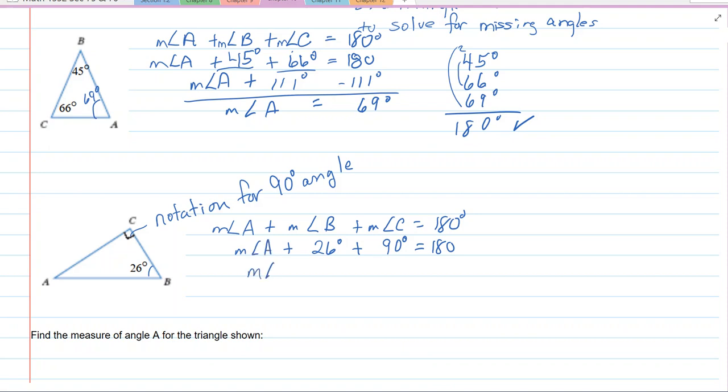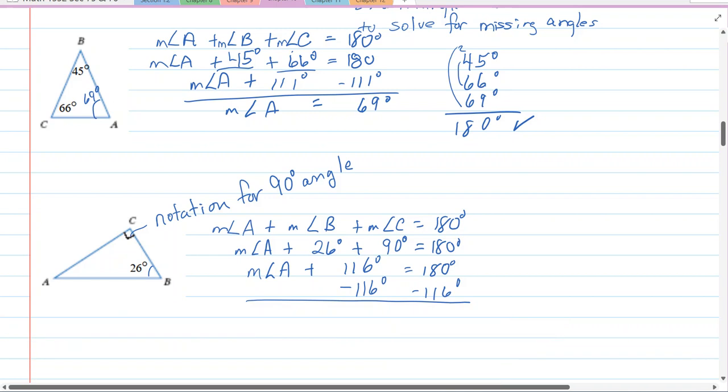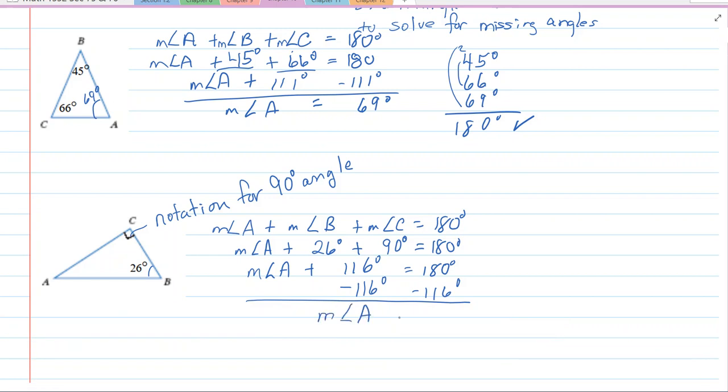We're going to combine like terms. We're going to add the 26 and 90. So we get 116 degrees equals 180 degrees. We're going to subtract the 116 degrees from both sides because we have to use that subtraction property of equality. What we do to the left, we have to do to the right. So then we have the measure of angle A is equal to, and it looks like 64 degrees.